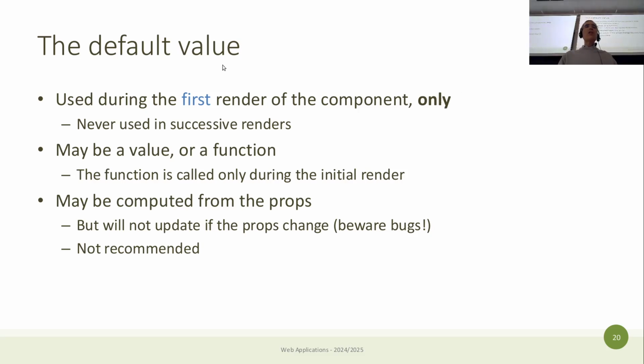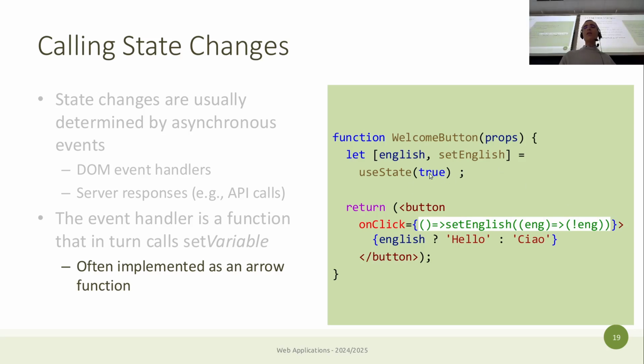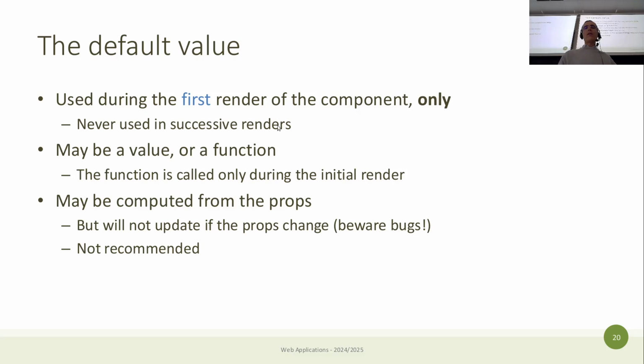So the default value, the parameter that we pass here in the beginning, this true in this case, is used only during the first render of the component. Never used in successive renders. It is actually called with this parameter at every render, but React will simply ignore it because it knows the state has already been created. So it will give us the new value of the state, not the initial one. We know the initial one. The initial one is only used in the first render.